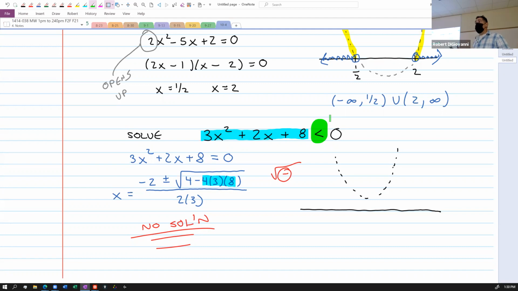We actually have a symbol for it. You know how if we have an answer, we put it in interval notation like this? There is a symbol that we use to represent that there is no answer. It's called the empty set. It looks like a 0 with a little diagonal line through it. It's called the empty set.